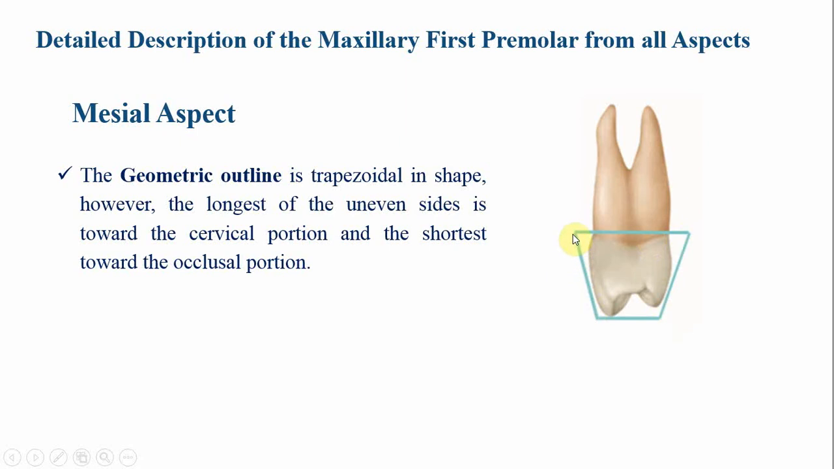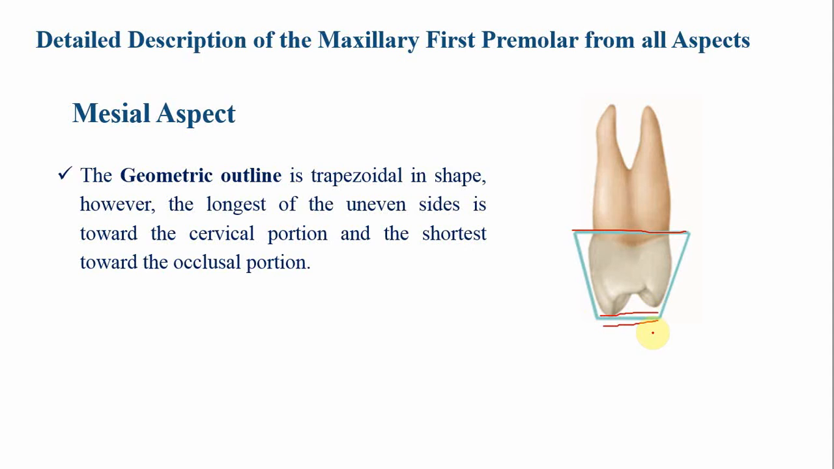The trapezoid is different from the trapezoid found for the facial and lingual surface of all teeth. The longest of the two parallel sides is toward the cervix or cervical area, while the shortest of the two parallel sides is near the occlusal aspect or surface.